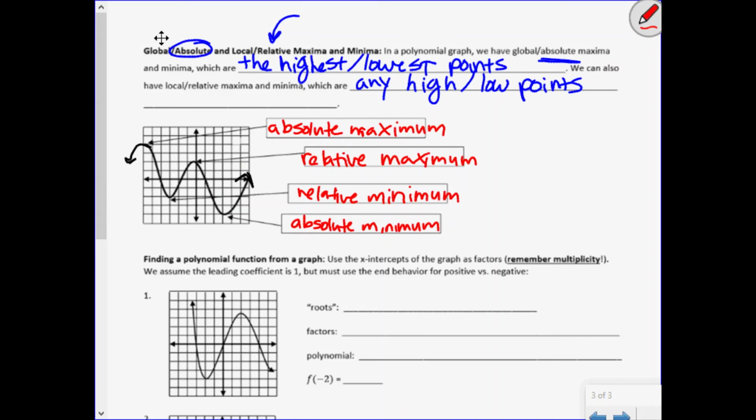So again, the absolute maximum is going to be the highest point on your entire graph. The absolute minimum is the lowest point on your entire graph. And then any other high or low point is considered relative. So if I were to ask for all of the relative maxima, you can include both of those 2 points. The relative maxima and the absolute maximum together are the entire set of relative maxima. But if I was just asking for one description for each of them, this would be the absolute and this would be the relative. Okay? So you see the difference between relative and absolute. Yes? Okay. So that was just a little aside to differentiate those two.